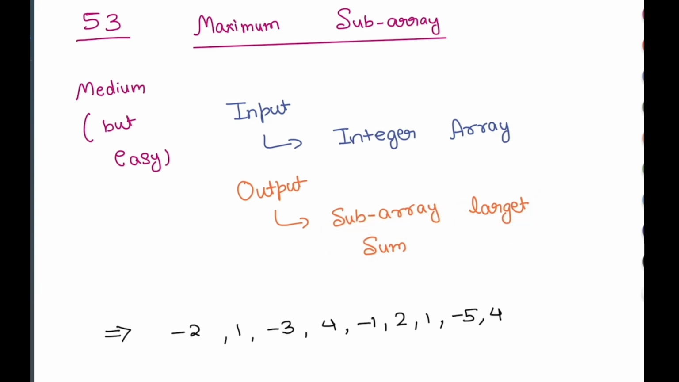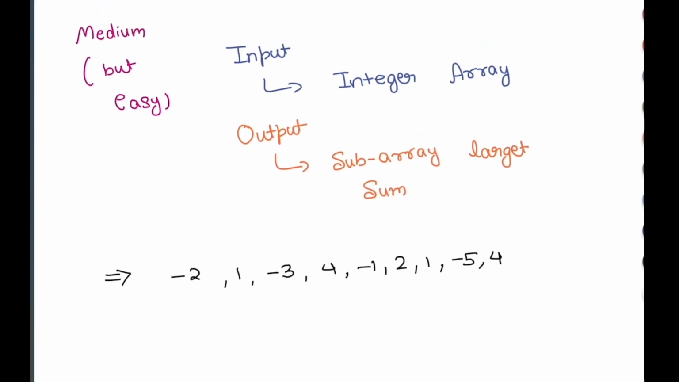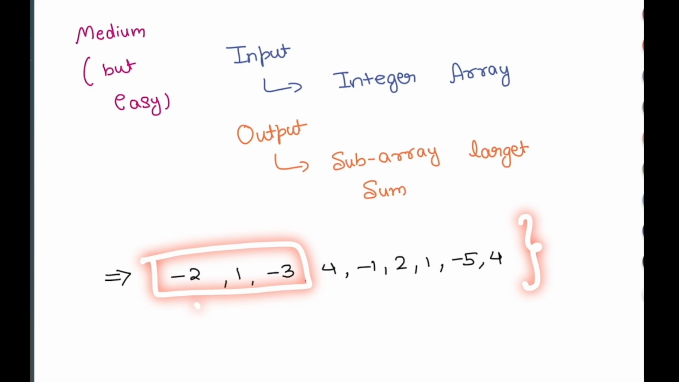Now let me try to explain the problem with an example. In the example, the given input integer array is -2 1 -3 4 -1 2 1 -4 -5 and 4. Now let us try to find a subarray. Basically, a subarray is nothing but a continuous set of data from your input integer array. For example, this is a valid subarray for this particular array, a subarray of 3 elements. This is valid because the data is continuous.